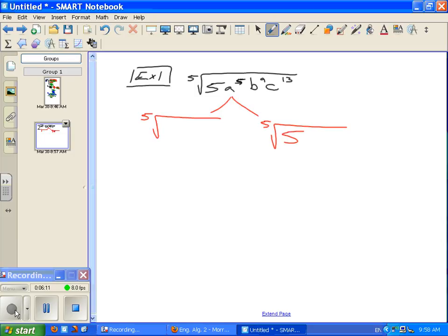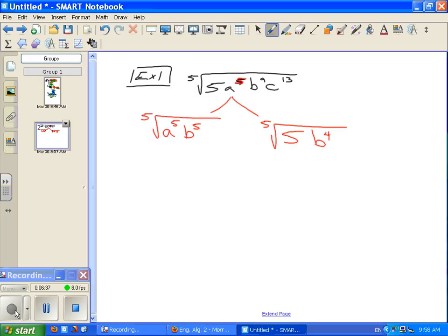Right, now, is a to the 5th a perfect fifth? Yes. All right, so it's good, so it gets to come over here. Is b to the 9th a perfect fifth? No. All right, now here's the weird part. When you have these variables, is there a perfect fifth in it? Yes. What is it? B to the 5th. What will that leave me left over with? So the b to the 4th is the junk.